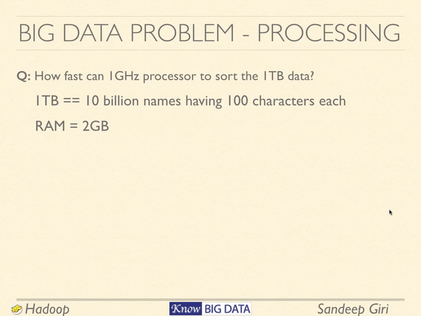So I leave you with this problem. Say you have to order 10 billion names of people or 10 billion names of something, where each name is around 100 characters long, and you have to order this data. How much time do you think it is going to take for a computer with a 1 gigahertz processor and 2 GB RAM?